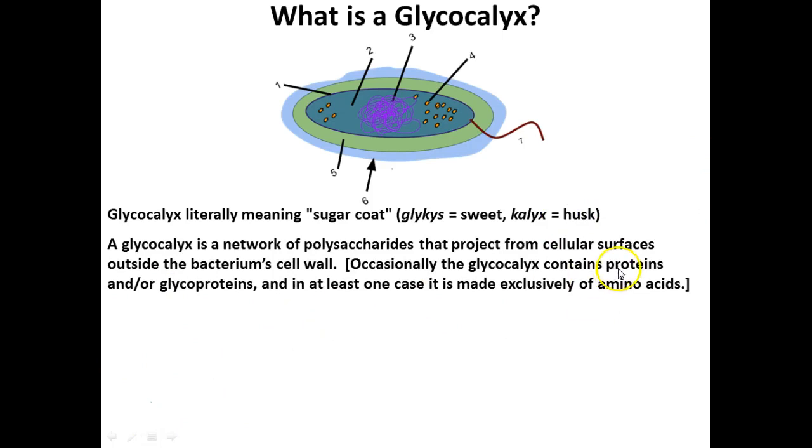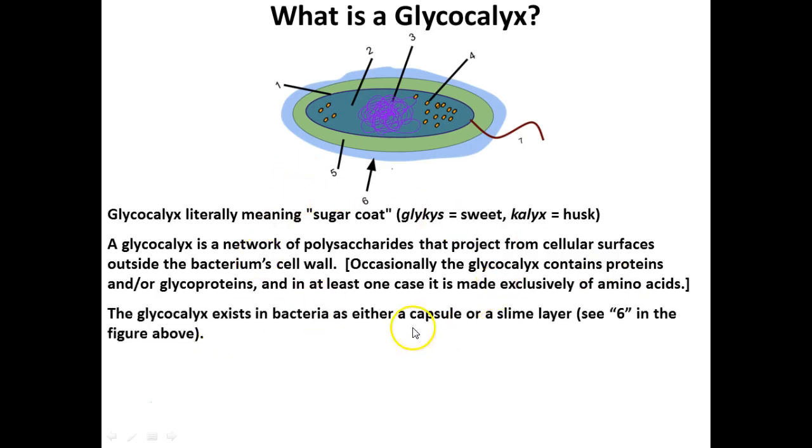Some of them have glycoproteins, right? Sugar proteins. And there's at least one case where it's made exclusively out of amino acids, out of protein. The difference between a capsule layer and a slime layer: it's denoted as the outermost layer for any cell that has this structure. Not all cells do, right? It would be outside the cell membrane, the cell wall, and the outer membrane, if it has one. It would be the outermost covering of the cell.